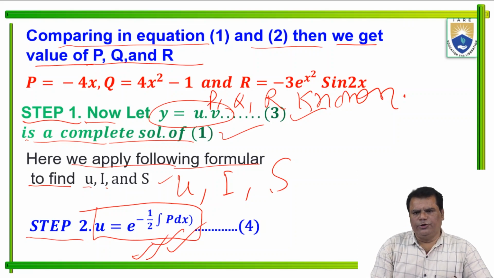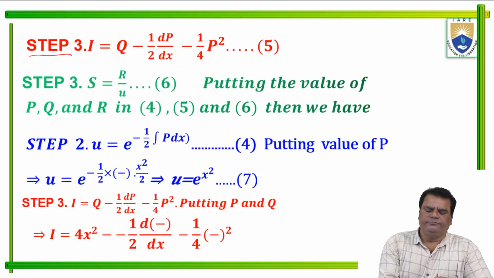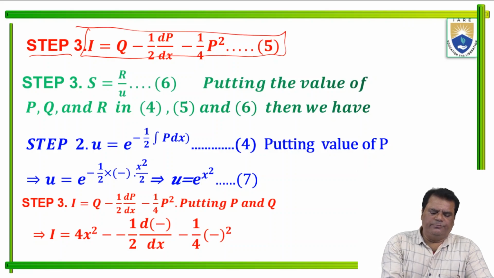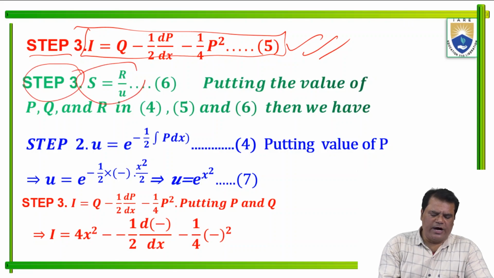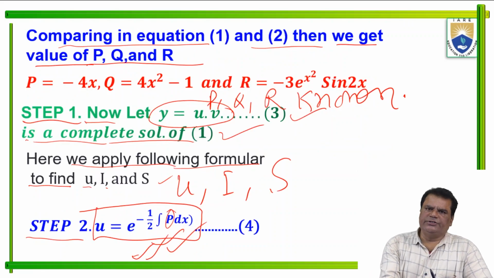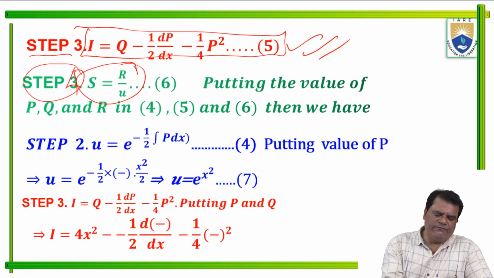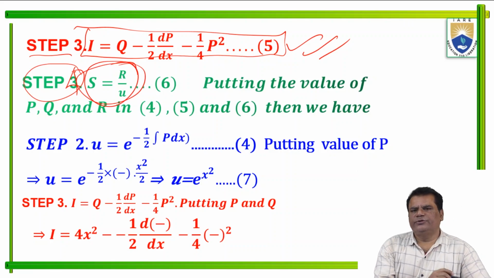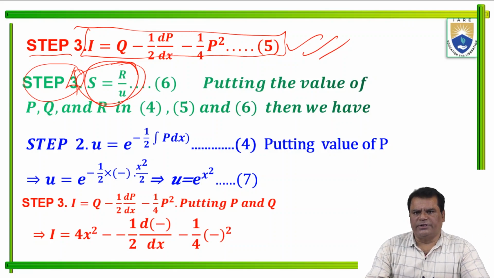So u is equal to e to the power minus half integral p dx. Putting the value of p here, we get the value of u. Step 3, this is the formula for I, which we have already proved. Step 4, s equals r by u. So step 1 is considering the solution, step 2 the formula for u, step 3 the formula for I, and step 4 the formula for s. So there are only 4 steps. After applying these 4 steps, we can find the solution.